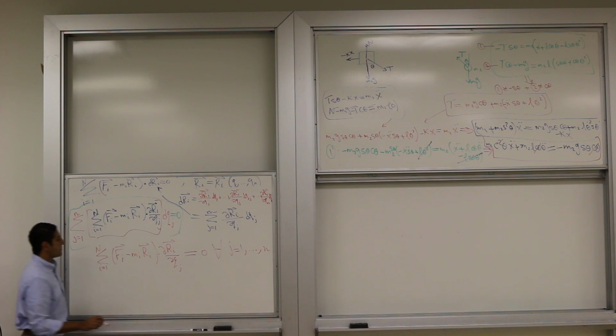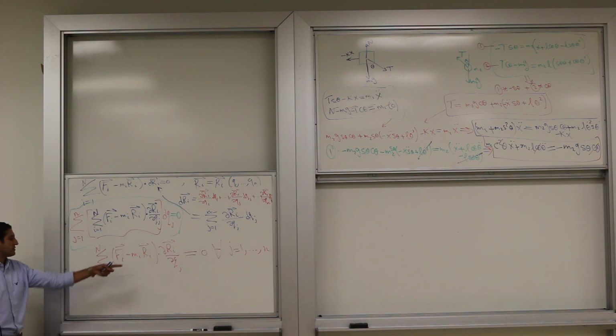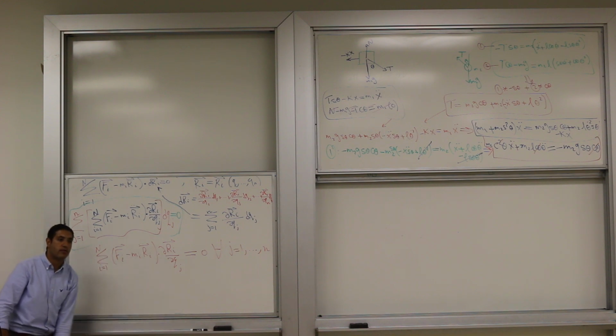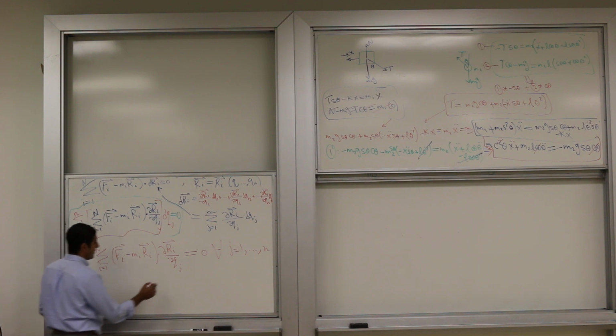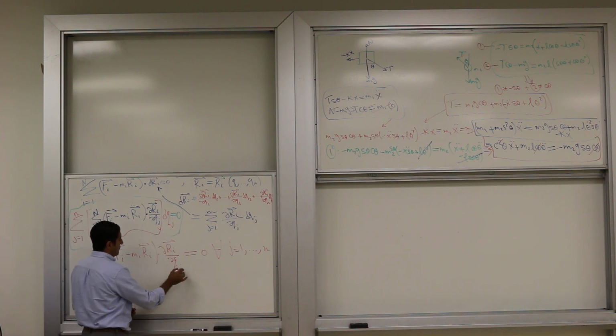So it's as if you do it for j equals 1, you get the equation for the x displacement. Do it for j equals 2, you get the equation for theta. If you have a third degree of freedom, do it for j equals 3, and so on. What's this?